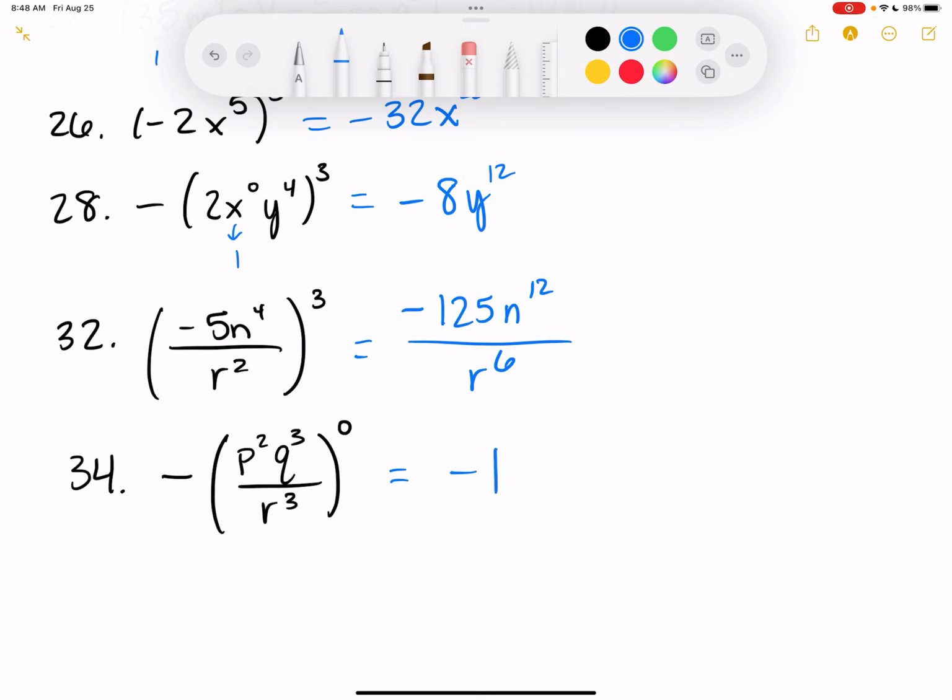All right, the instructions for this next set of problems say to identify each expression as a polynomial or not a polynomial. For each polynomial, give the degree and identify as a monomial, binomial, trinomial, or none of these.